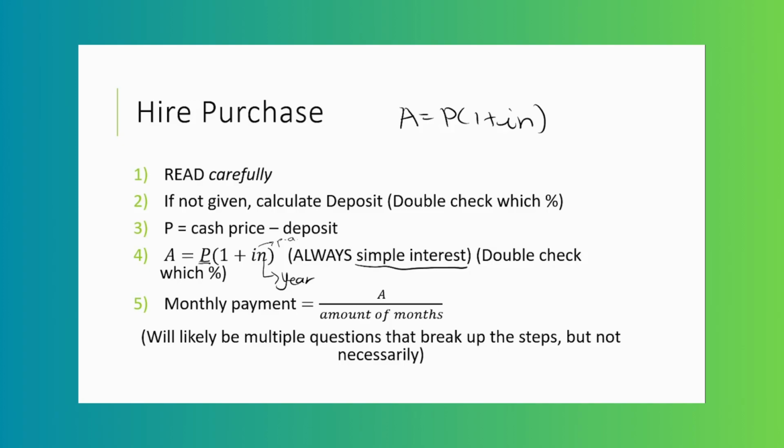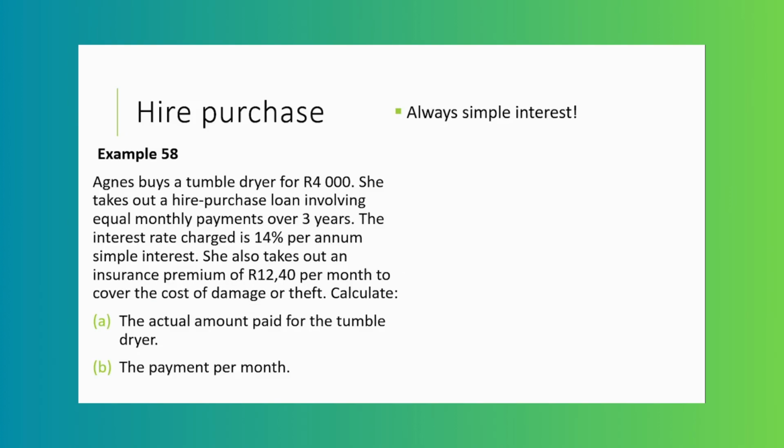Okay? So in essence, you are first hiring this product from the company until you've paid the last cent back, then you purchase it. So it belongs to the company or to the bank or whoever you're owing the money to until the day that you have paid. Okay, so let's do an example of hire purchase.